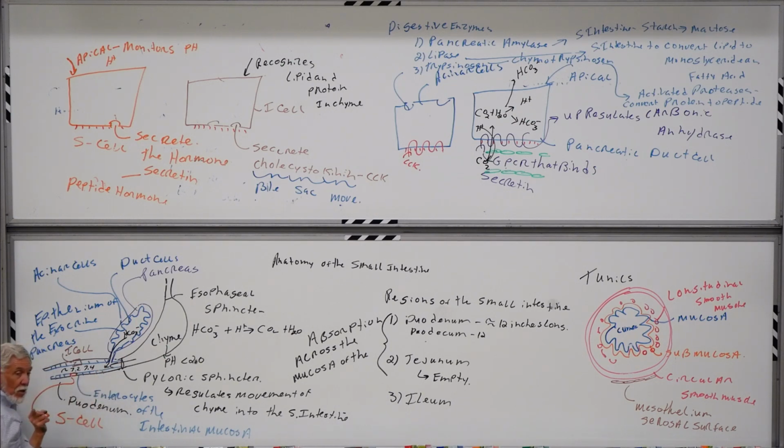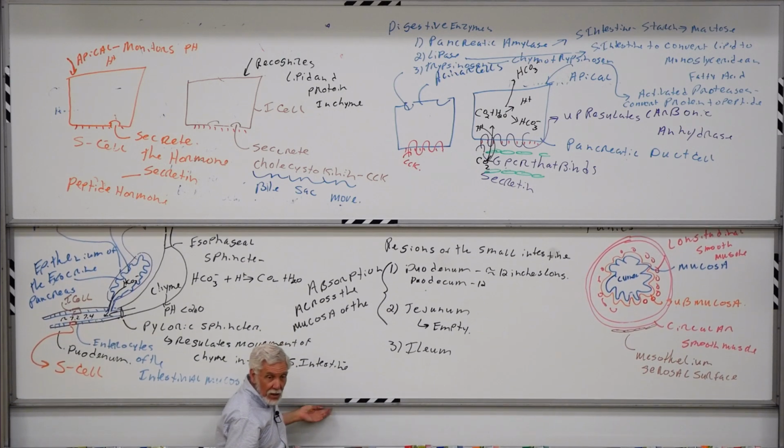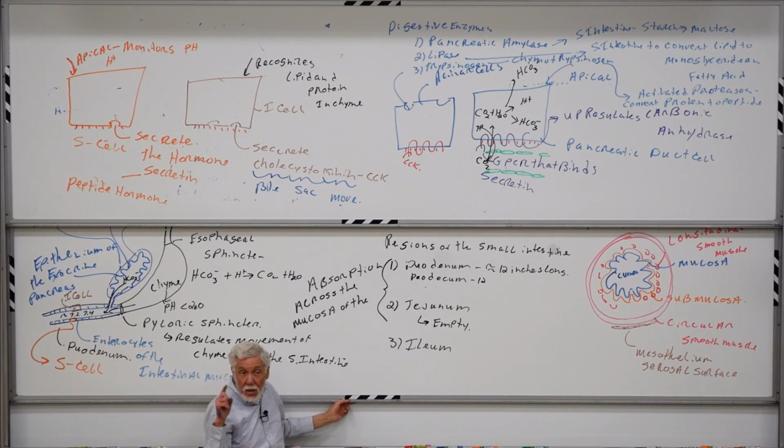Yes? Small question. What kind of hormone is the CCK? CCK is a peptide hormone. It's a classic peptide hormone. Truth is, it looks an awful lot like gastrin. Any other questions?